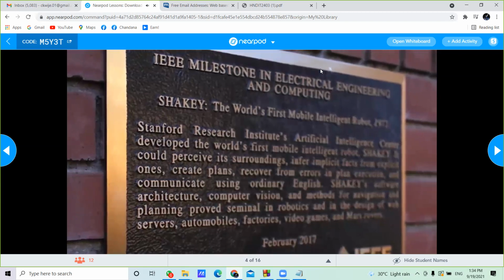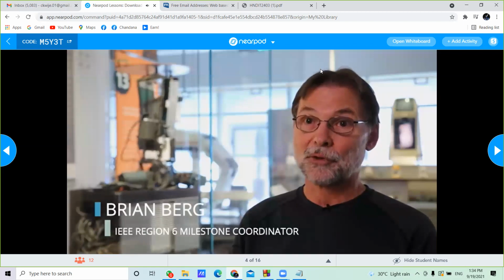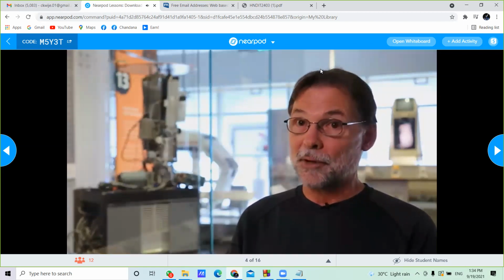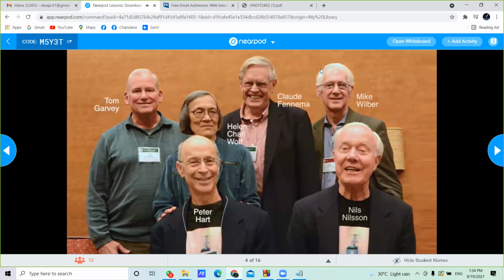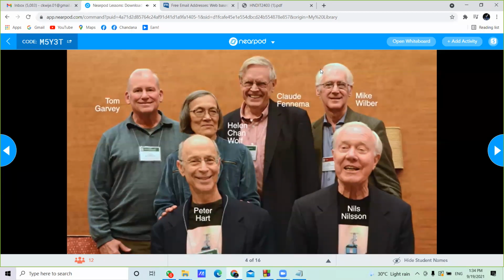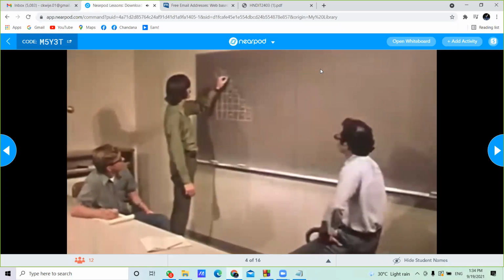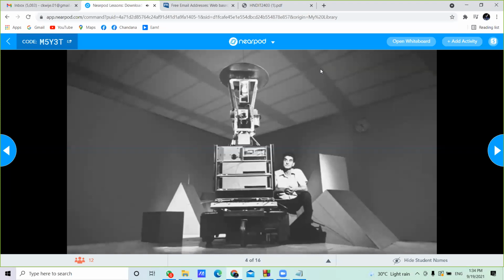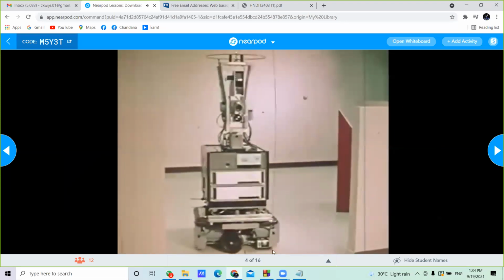The Shaky milestone is important because, first of all, Shaky is the world's first mobile intelligent robot. In addition, this is the first IEEE milestone in the areas of either robotics or artificial intelligence. Looking back, more than 50 years after the Shaky project began, it's inspiring to see how one small team can make such an impact. How one ambitious idea continues to benefit our lives. How one robot changed the world.